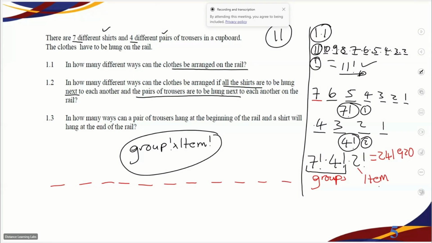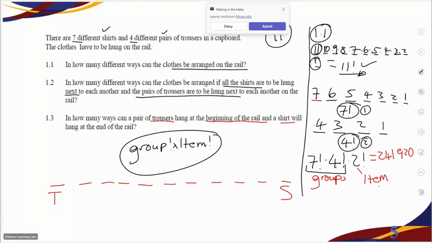Now the first position, it must begin with a trouser. The trouser must be hung at the beginning, meaning only trousers are going to compete for the first position. And the last position must be a shirt, meaning on the last position that we have here, only a shirt is competing there. Now let's check. We start first filling these restricted positions before filling in any other position.